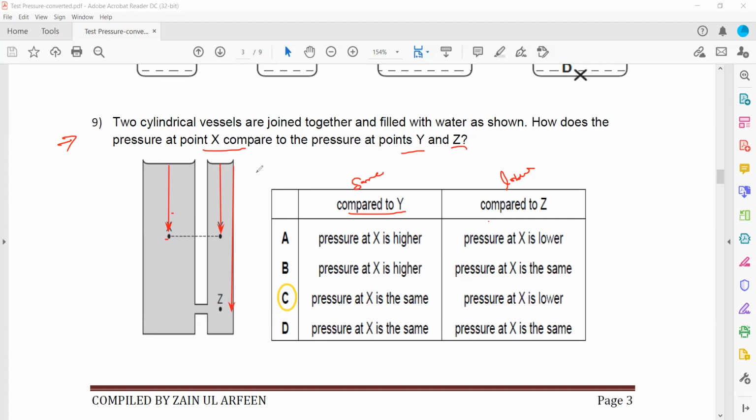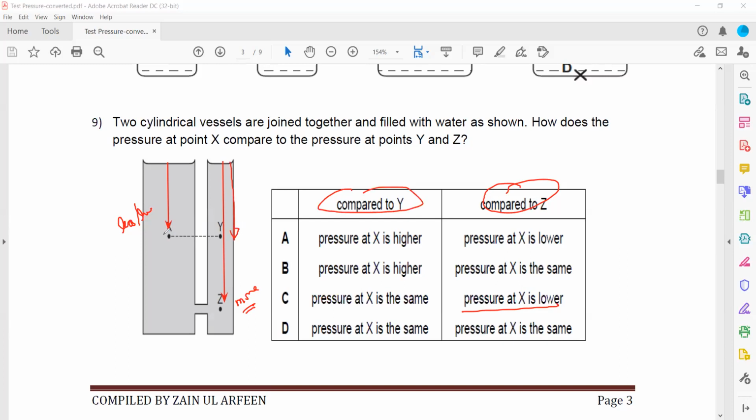Why lower? Because you can see Z is deeper inside compared to X. So the pressure exerted by the liquid at Z is more and at X it is less or lower. So they are saying compare to Z. When we compare with Z, what is the pressure at X? So pressure at X will be lower. And compared to Y, the pressure of Y will be same as pressure of X. That's why C is the right answer.